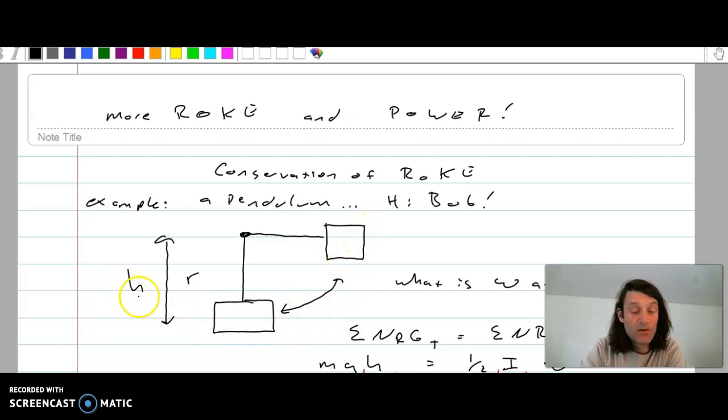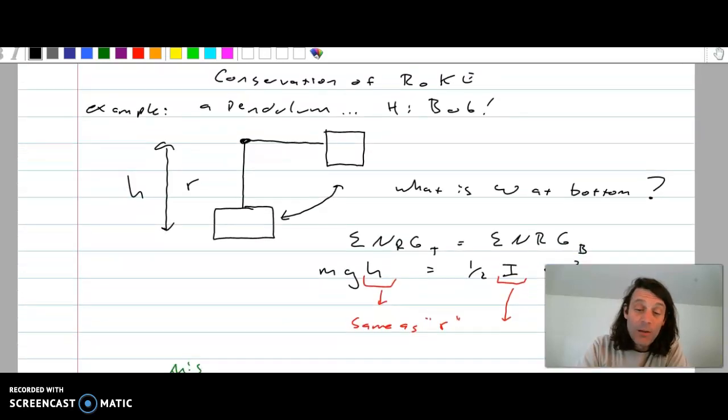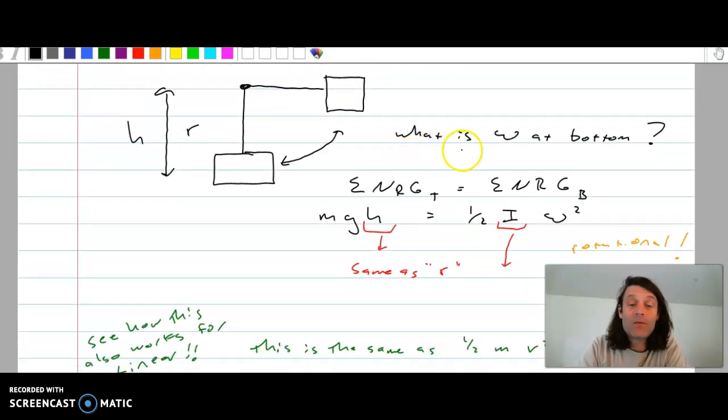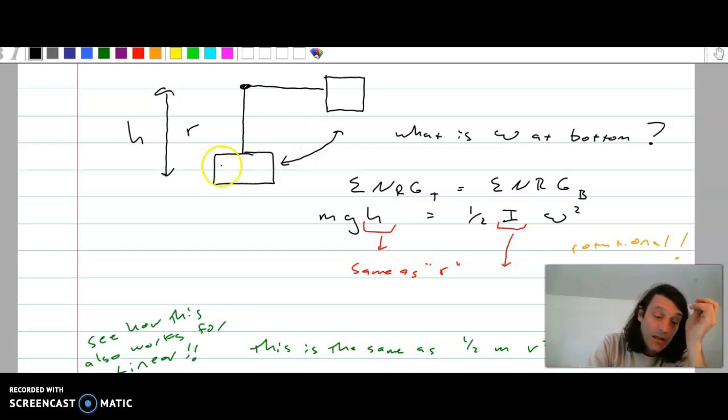So then Bob starts swinging back and forth. The radius of that circle is the same as the height at which Bob was elevated, right? So we will ask ourselves, what's the rotational velocity at the bottom? It's the same thing we did when we talked about kinetic energy, the 1/2 mv squared. I'll show you how it works out to be the same. But we'll say the sum of the energy at the top is the same as the sum of the energy at the bottom, which is right there.